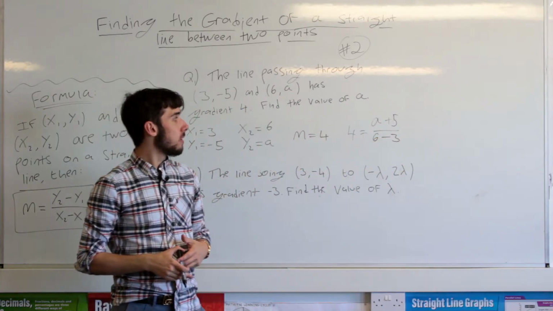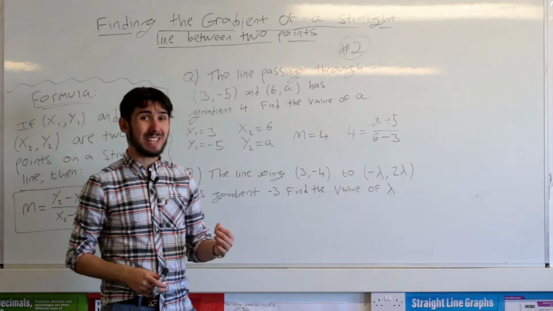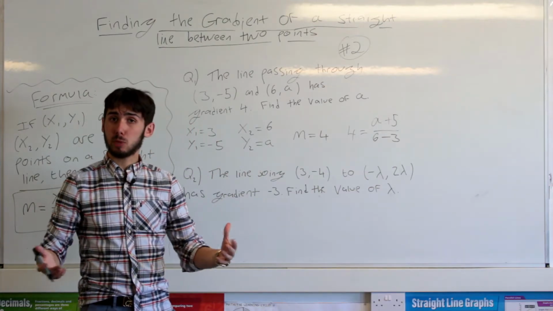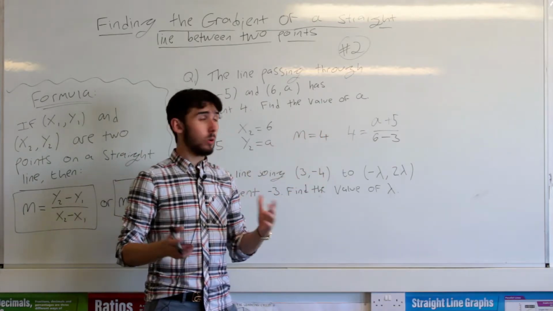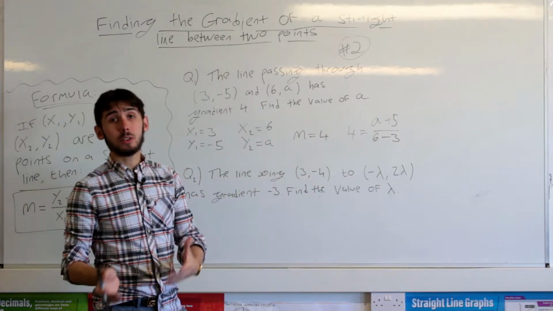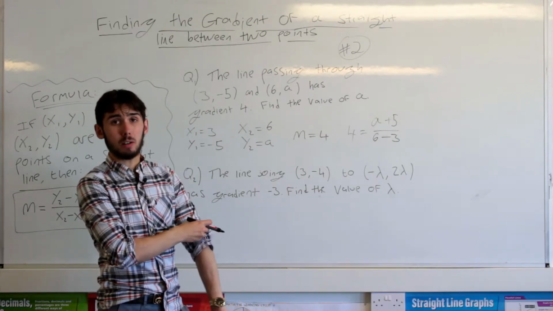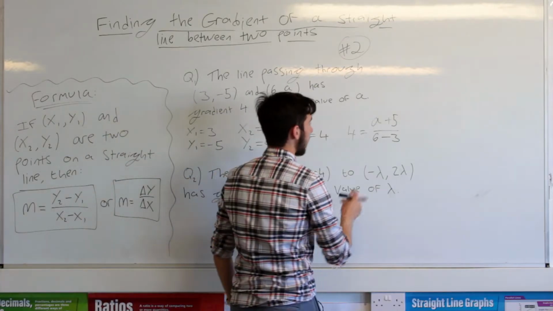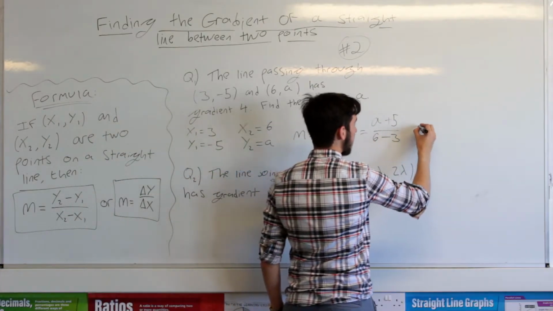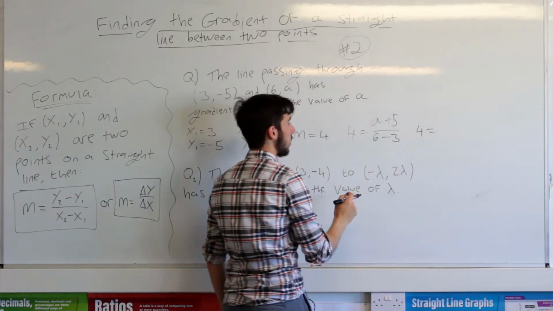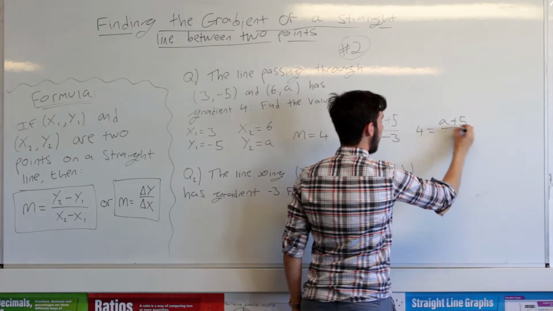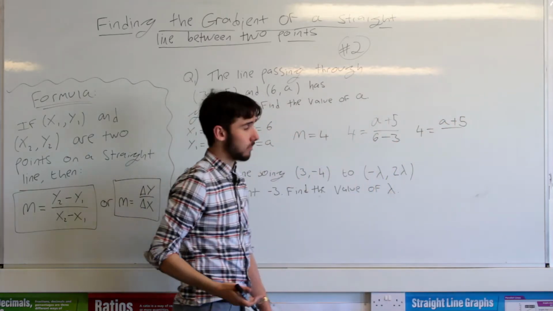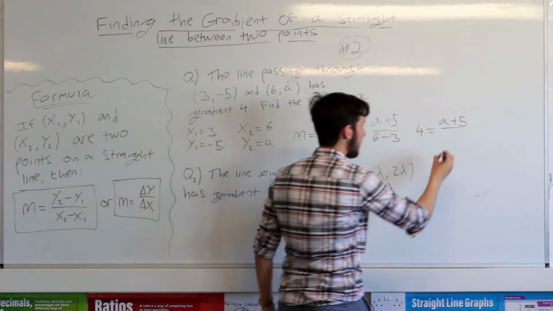Now what we need to do is simplify this and then make a the subject. If we put a on the left-hand side, everything on the other side is going to be equal to just a number. It's going to tell us what a is. So let's simplify this. We're going to say that 4 is equal to a plus 5, which we can't really simplify at the moment, divided by 6 minus 3, which we can simplify. 6 minus 3 is obviously 3.